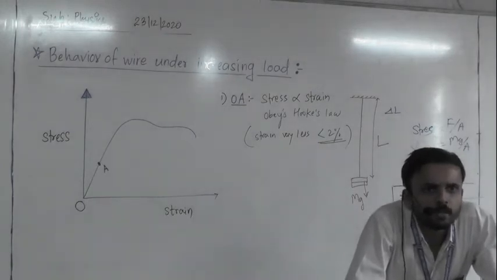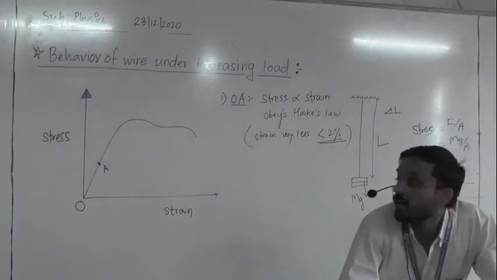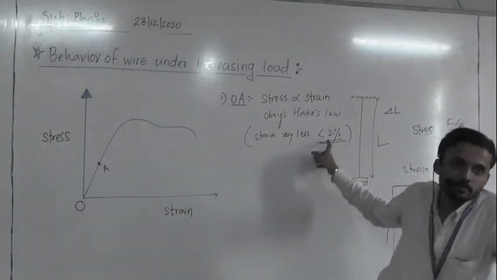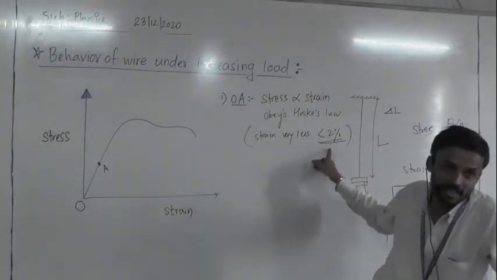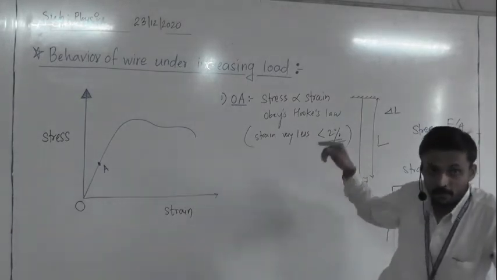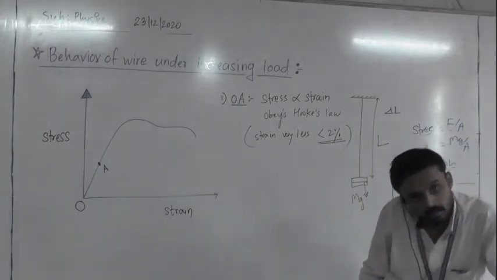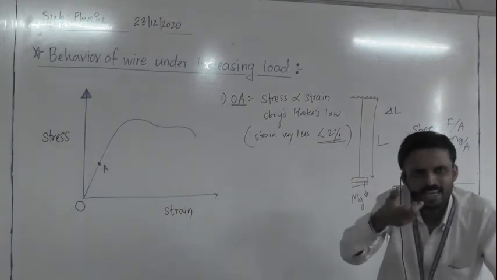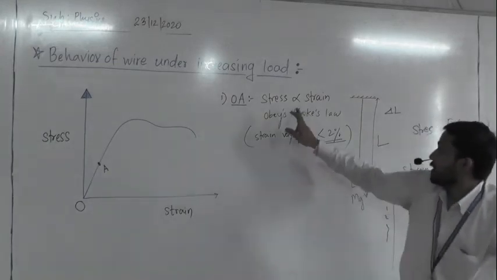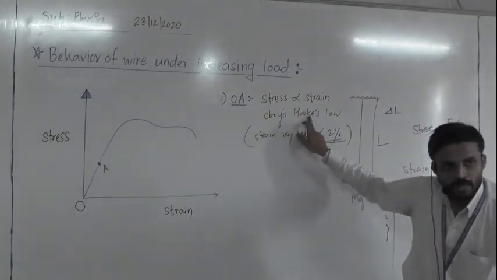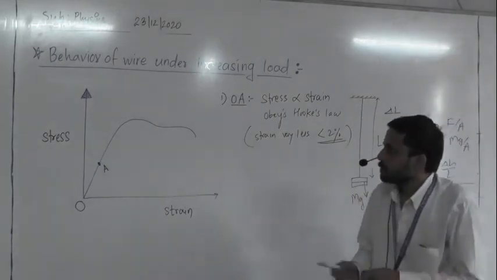Why repeat? You must be paying attention. Then 200, but divide by 100, gives 0.2. That strain must be less than 0.2. This region is under Hooke's law. It is obeying Hooke's law. Okay? Region AB is the region of Hooke's law.